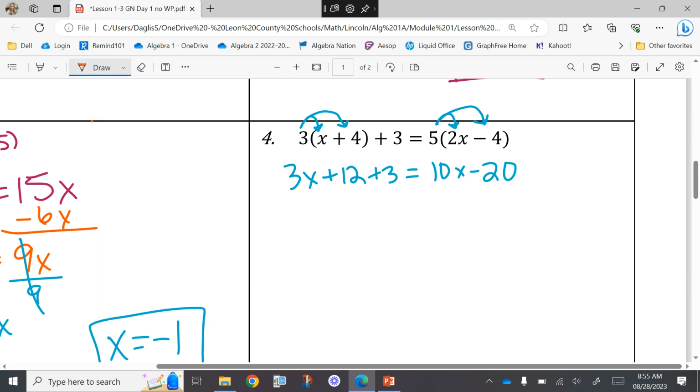What do you see? What do you want to do? There is a lot. Yes, there is a lot. There's a lot happening at the very first, the 3x plus 12 plus 3, right? Could you put those together and simplify it, though? 12 plus 3? And make it not be as a lot? Those are like terms. What is 12 plus 3? 15. So I can say 3x plus 15 equals 10x minus 20. So I've reduced it a little bit. I was able to combine like terms.